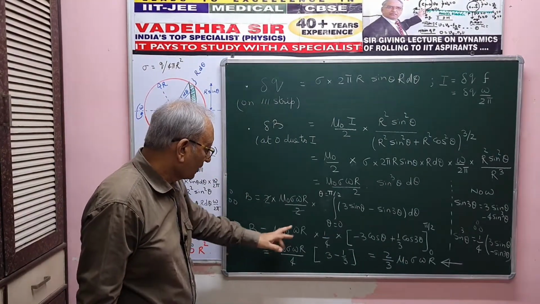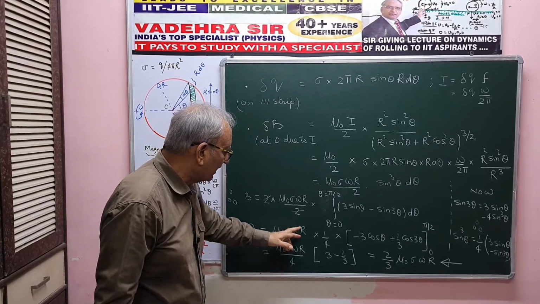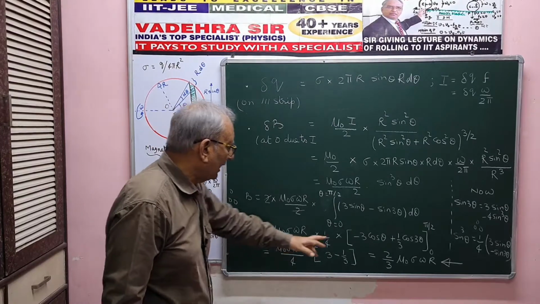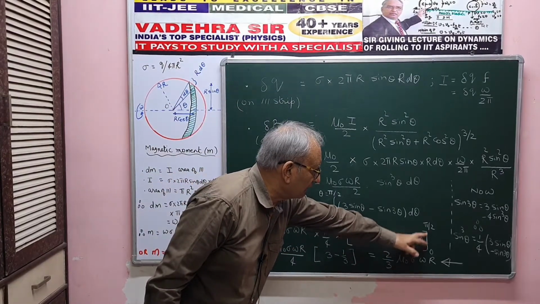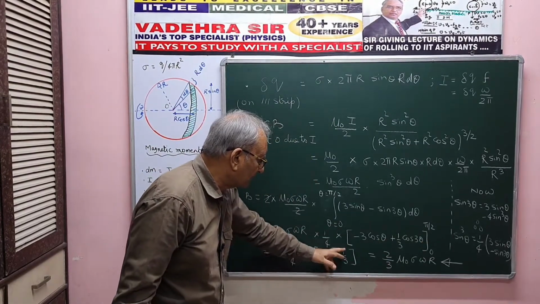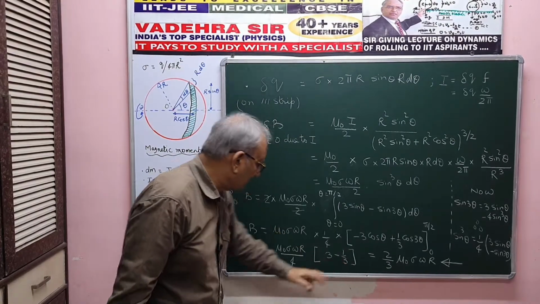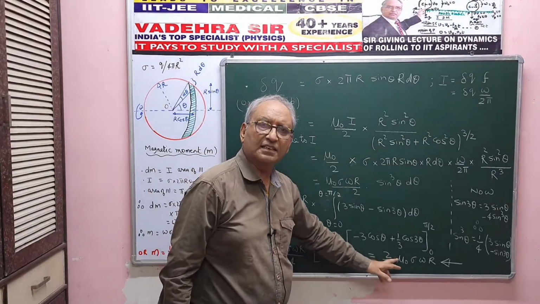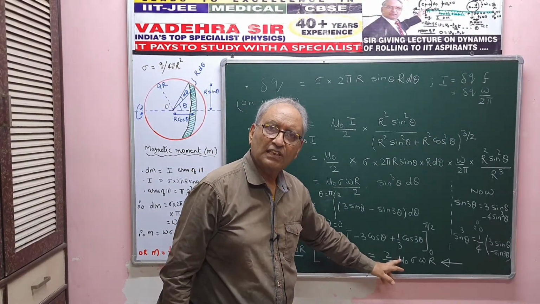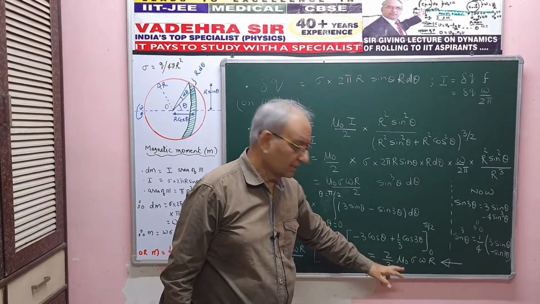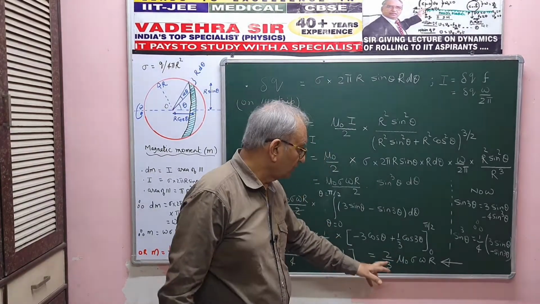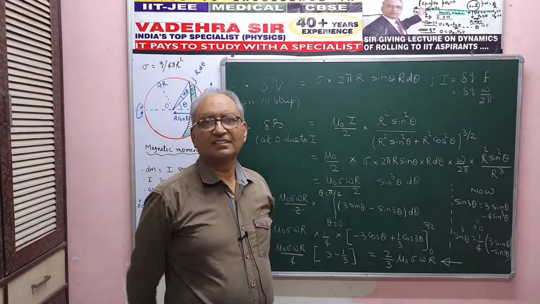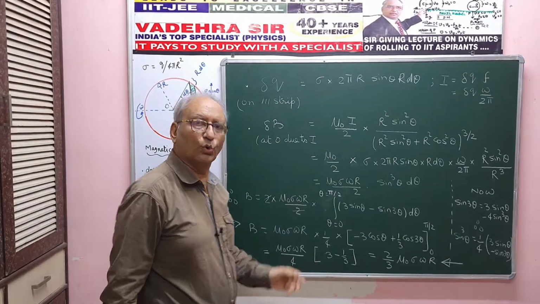So I get mu naught sigma omega r times 1 by 4 into all this, and I just do the integration and put the limit 0 to pi by 2. I get 3 minus 1 by 3, that is 8 by 3. So 8 by 3, and here there is 4, so I get the final answer. Magnetic induction at O is 2/3 of mu naught sigma omega r. Done. This is the magnetic induction at O.